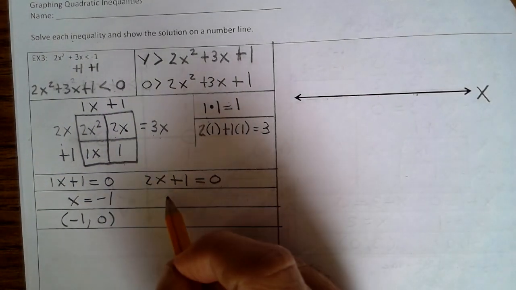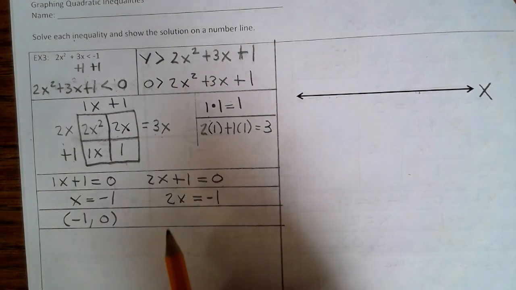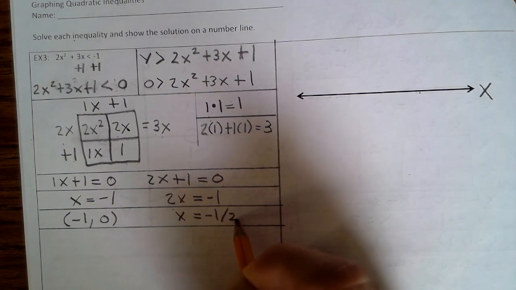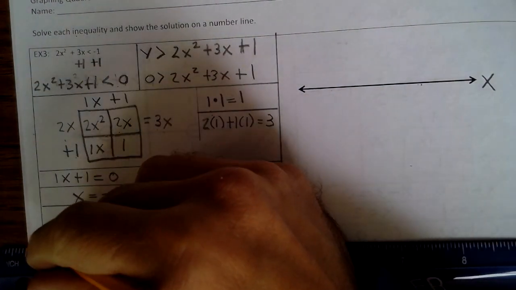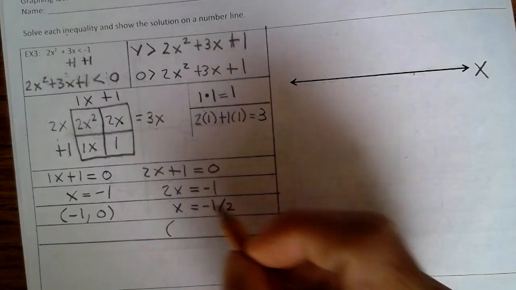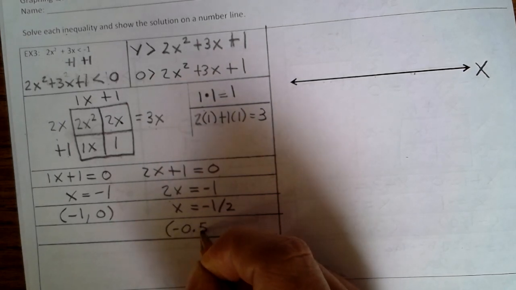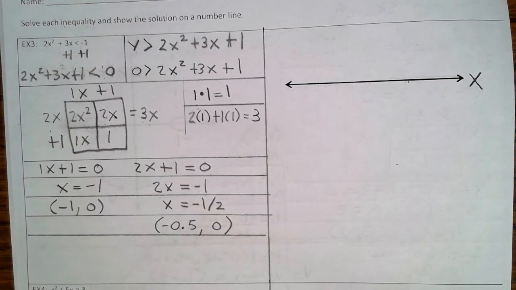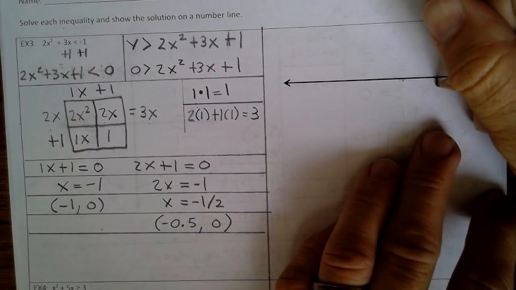And then subtract 1 from both sides, so you get 2x equals -1. Divide both sides by 2. So x equals -1 divided by 2. And let's just go ahead and convert that to decimal. So that'd be -0.5 comma 0.